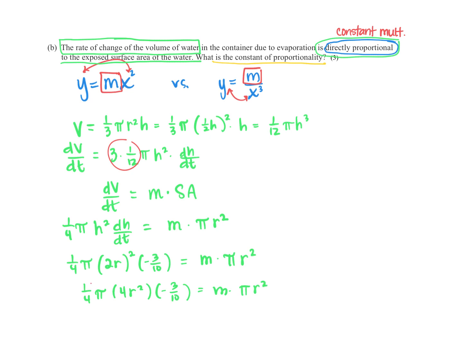You see that the 1/4 is going to reduce the 4. The pi on this side will reduce the pi on that side when I divide. The r squared on this side will reduce the r squared on that side. So we can conclude that m is equal to -3/10, as well as the constant of proportionality. So there you go.